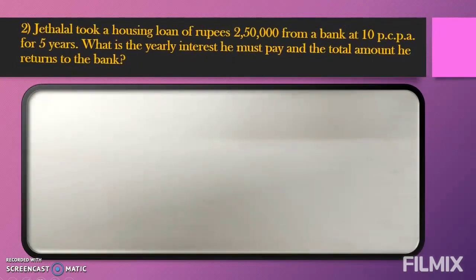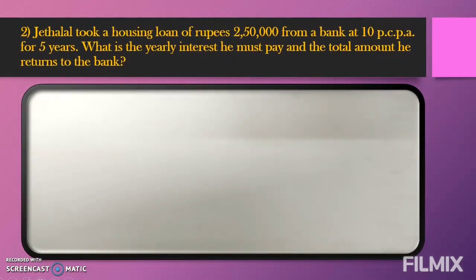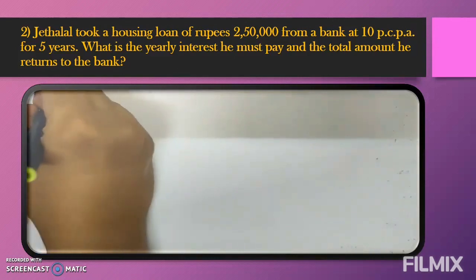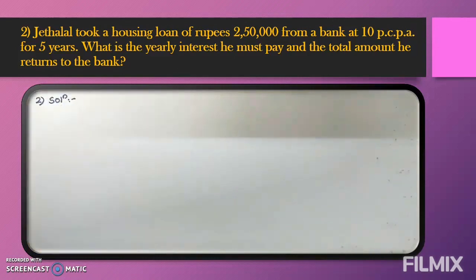Second one is, Jethalal took a housing loan of rupees 2,50,000 from a bank at 10 PCPA for 5 years. What is the yearly interest he must pay and the total amount he returns to the bank? Now let's see what things are given to us. Solution. Now they have given that Jethalal took a loan of rupees 2,50,000.